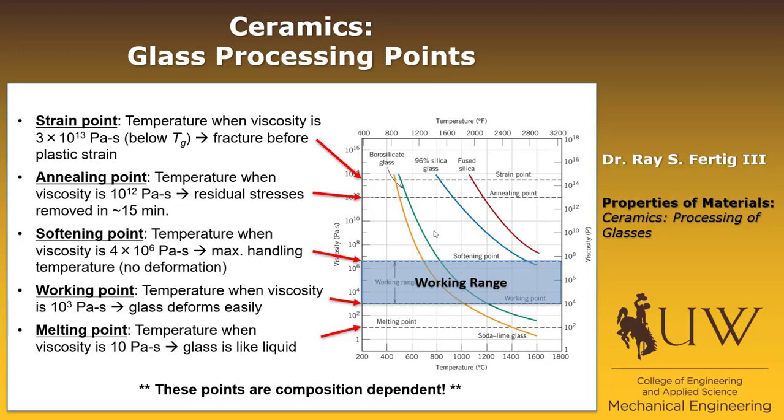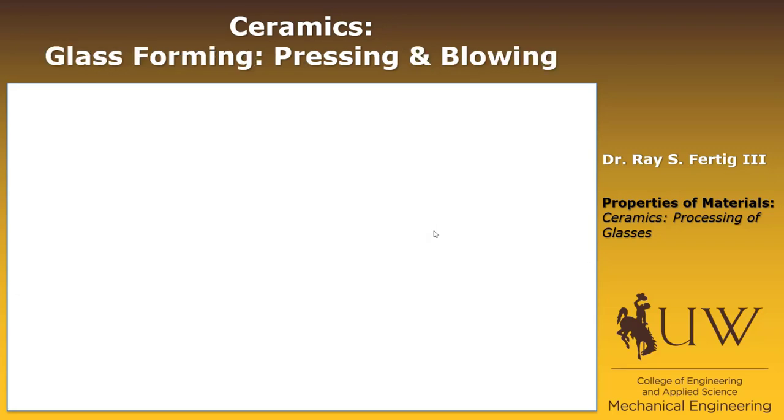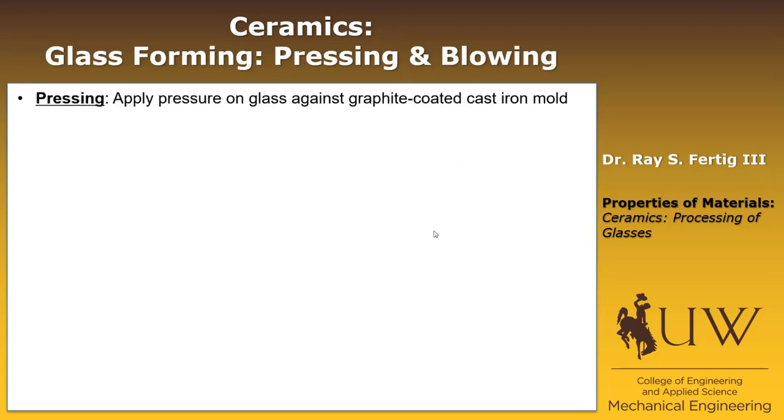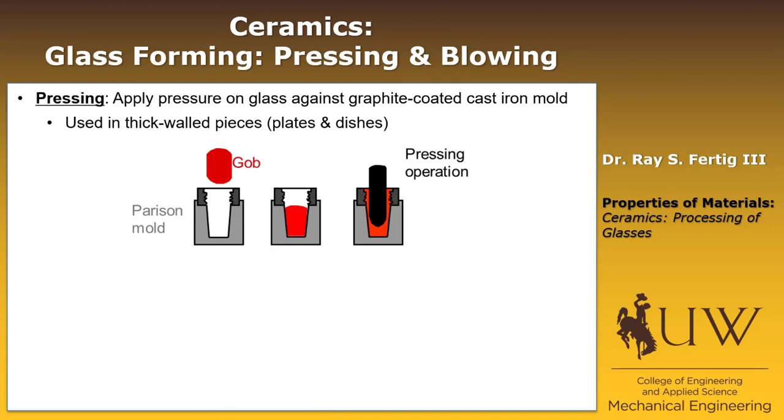Okay, so now let's talk just briefly about 5 different processing techniques that we use to create glass products. The first we want to talk about is pressing, and all that is exactly like it sounds. We're going to apply pressure on the glass that's heated up against some graphite-coated cast iron mold, and it's going to adopt the shape of the mold. And this is going to be used typically in thick-walled pieces like plates or dishes. So what you're looking at here is an example of that. We take what's called a gob of hot glass. We put it into a mold. Once it's in the mold, we then press it, and it adopts the shape of the mold.